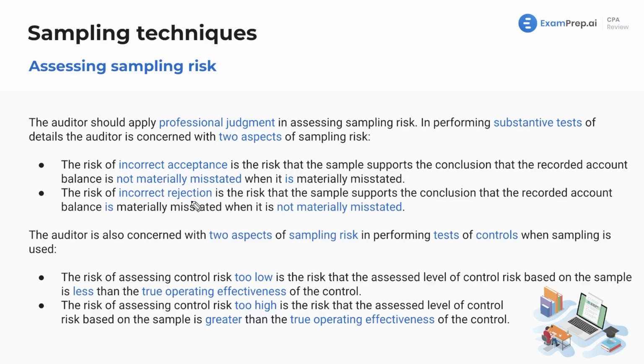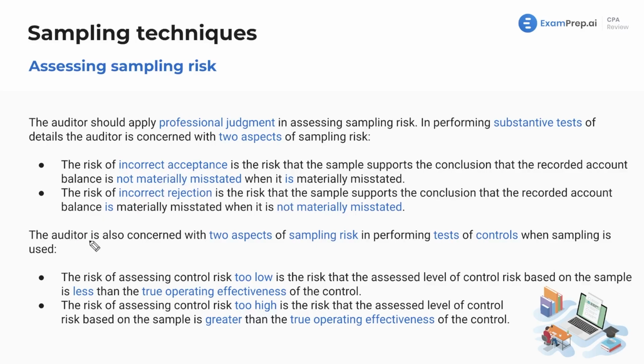The risk of incorrect rejection is the risk that the sample supports the conclusion that the recorded account balance is materially misstated when it's not. So it's the opposite. Incorrect rejection says, hey, yeah, there's a problem. But in reality, there's no problem. There's no material mistake. Two definitions, two risk types, I would definitely have memorized there.